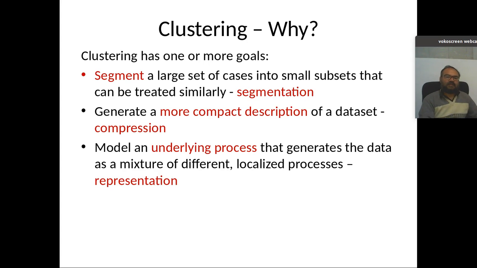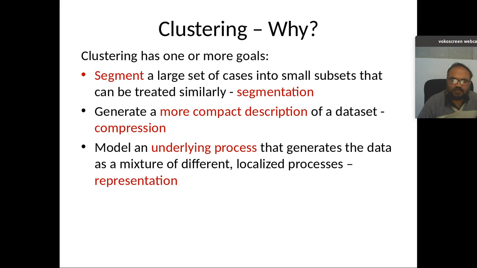Okay, moving on, now we will discuss some unsupervised learning. So we start with clustering. Clustering has one or more goals. It can be used to segment a large set of cases into small subsets that can be treated similarly. This type of problem is called segmentation.